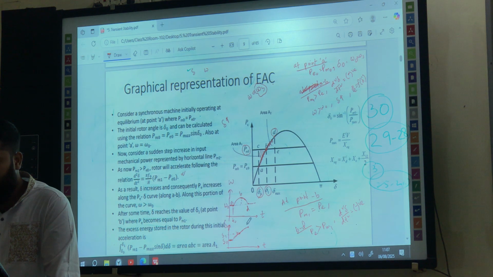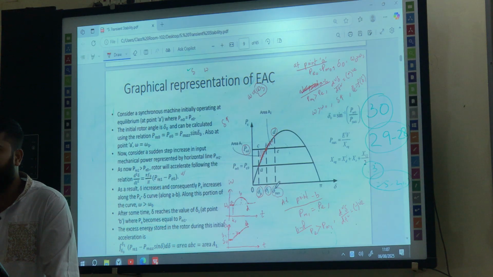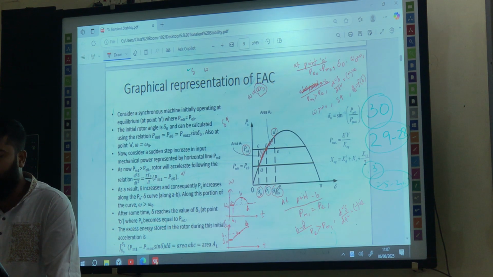Let's say this is at time T. So at T, what is the value of delta? This is the delta max. Why is this called delta max? You will understand it a little bit later. So now this point is delta max.